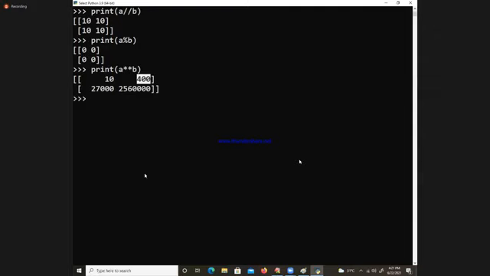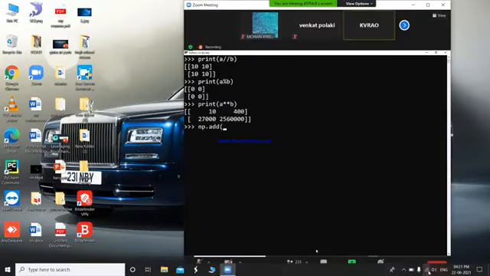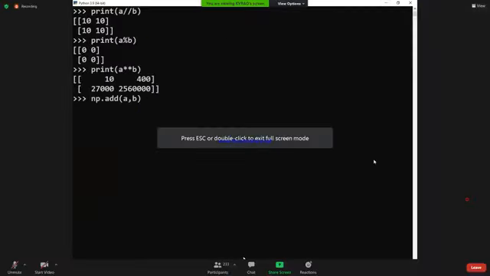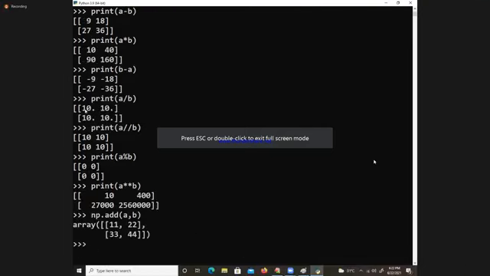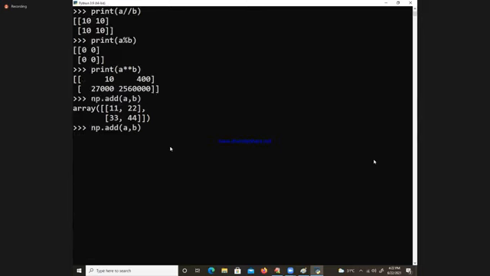Now I'm trying to tell you one more operation. There is an add function. np.add, I'm taking, A comma B. See what is happening? Whatever you did with A plus B, 11, 22, 33, 44, we got the same thing with the add function also. We will check it out.